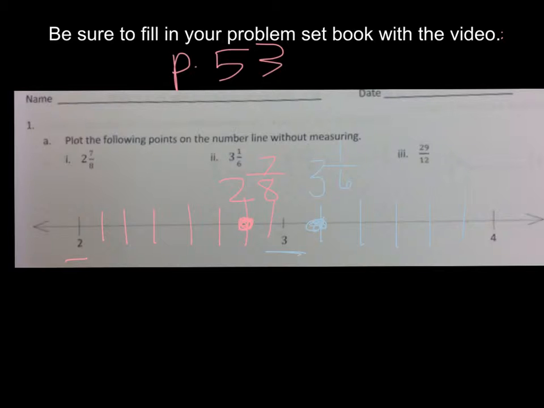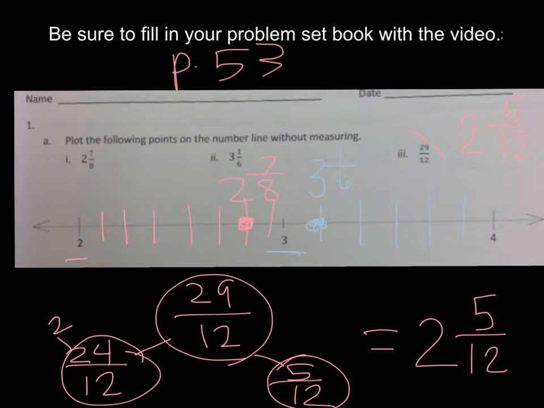For our third fraction, you can see that we have 29/12. Before we can plot this on our number line, we need to first convert it to a mixed number. So you can either use the strategy that we learned yesterday about number bonds, or you can divide, whichever you prefer. You can see from my work that I converted 29/12 into 2 and 5/12 by first pulling out 24/12, which is equivalent to the whole number 2, and then you take 29 minus 24, and you are left with 5/12. When you combine them, you get 2 and 5/12.